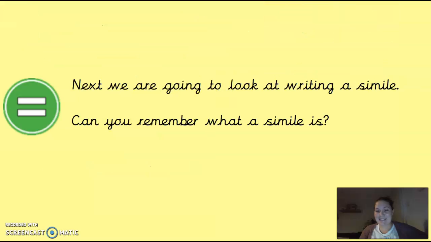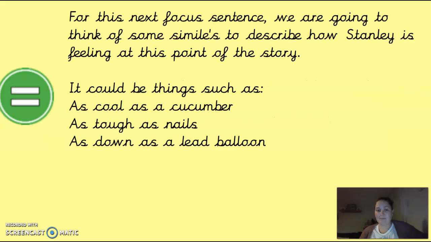Okay, skill 2 then is writing a simile. Can you remember what a simile is? So a simile is where you're comparing two things and you are using like or as. So, as cool as a cucumber, as tough as nails, as down as a lead balloon. Okay, I want you to think of similes in your thinking box that will describe how Stanley is feeling.